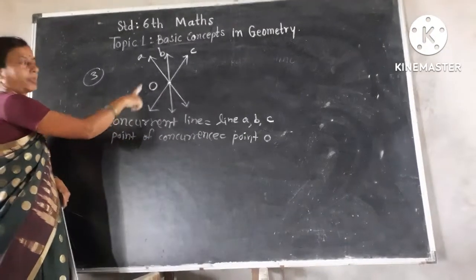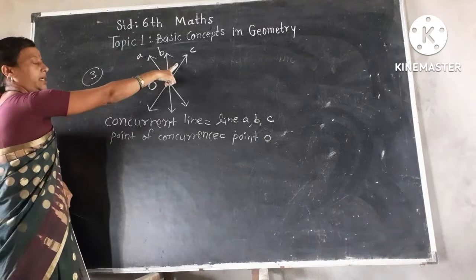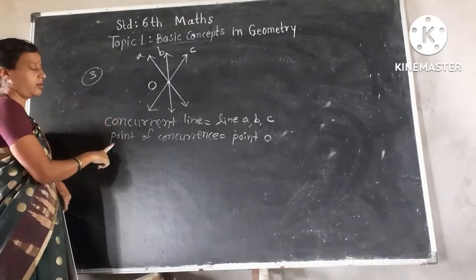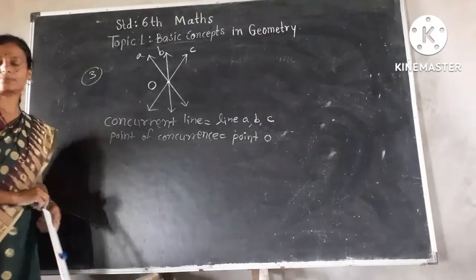In this diagram, line A, line B and line C are concurrent lines and point O is the point of concurrence.